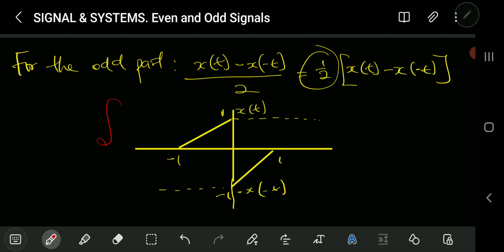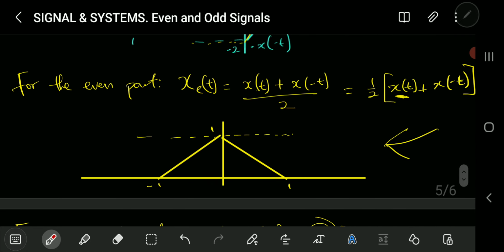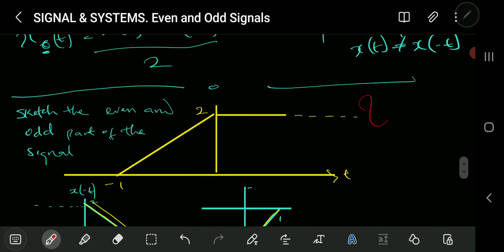So what we are having here is for the odd part. And then what we have here is for the even part of this particular signal. This is the initial signal that we are given. So that is it on how to sketch the odd and even part of a signal.